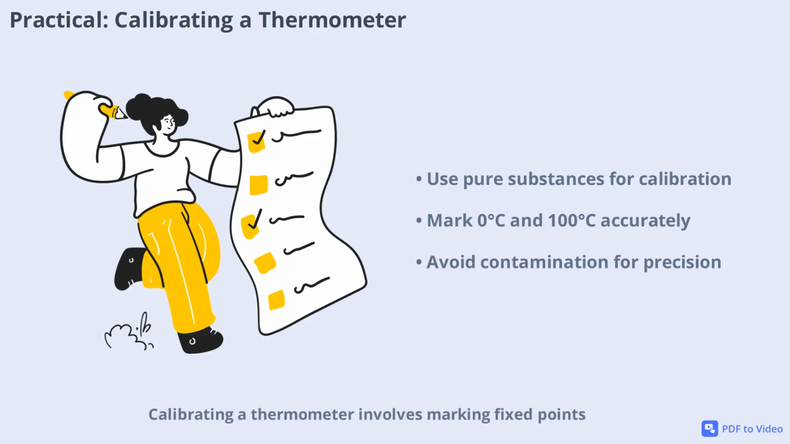Calibrating a thermometer involves marking fixed points using pure melting ice and boiling water. We'll outline the step-by-step process, explain why accuracy matters, and discuss common sources of error. This practical knowledge is essential for lab work and exam questions.